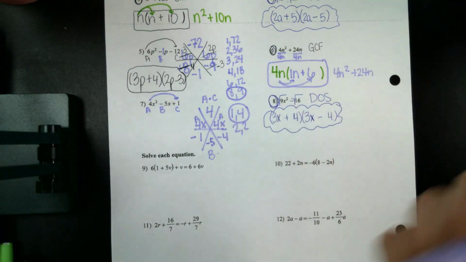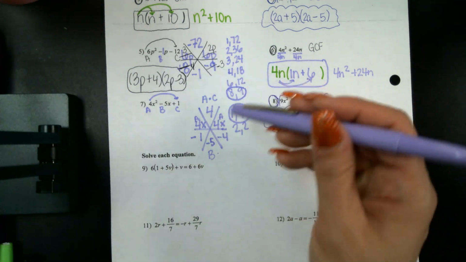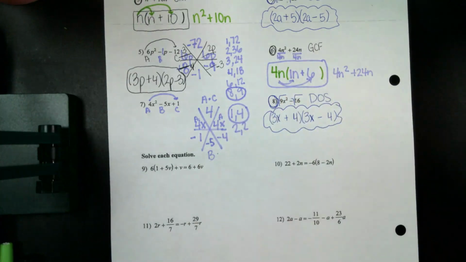It's super important. Knowing that two positives multiply together stay positive, two negatives turn positive, one of each would be negative. You got to know that stuff. That's pre-algebra stuff. That's like long time ago stuff.